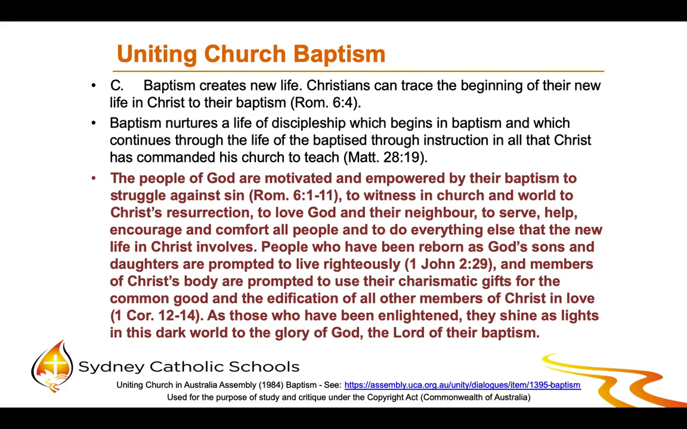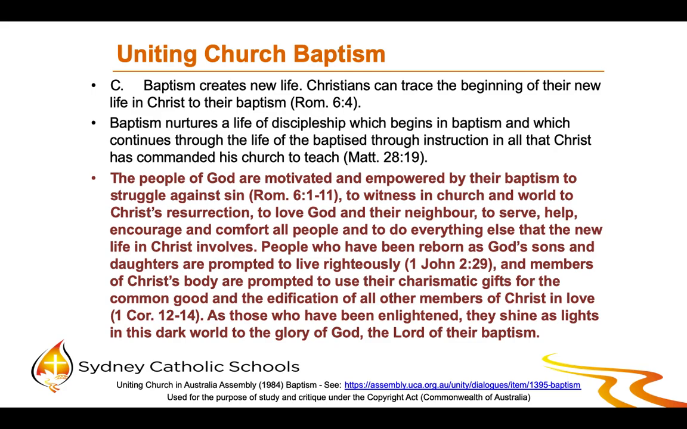The people of God are motivated and empowered by their baptism to struggle against sin, to witness in church and world to Christ's resurrection, to love God and their neighbour, to serve, help, encourage and comfort all people, and to do everything else that the new life in Christ involves.